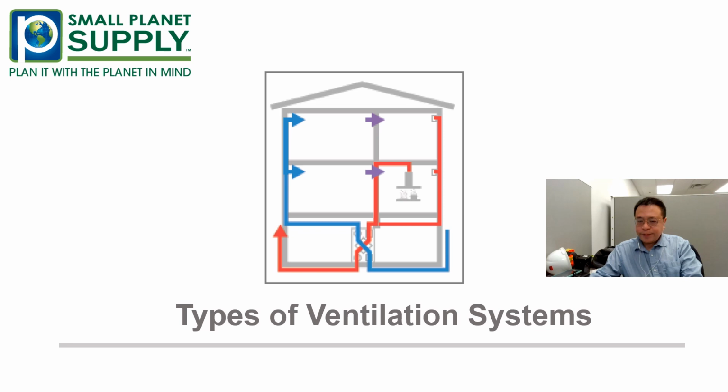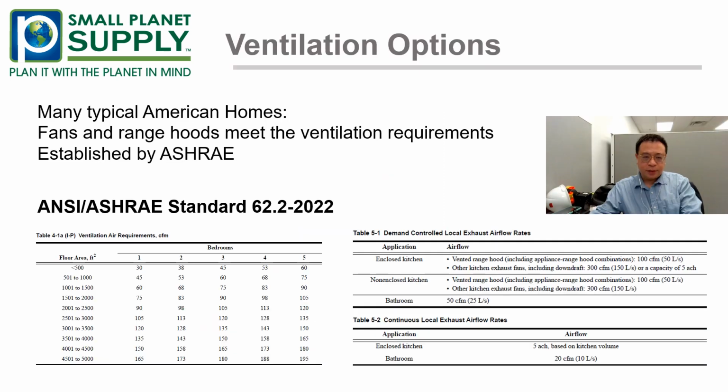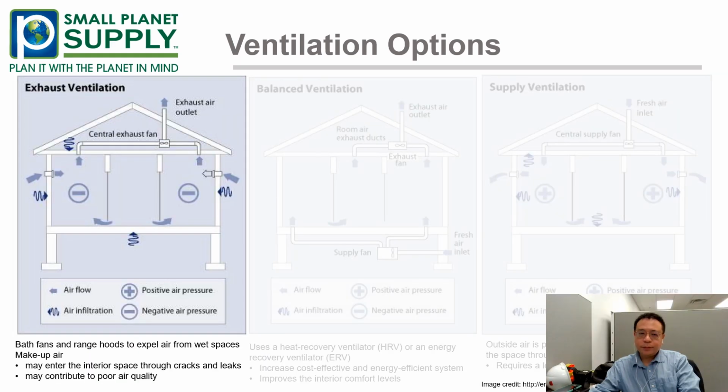So what are the types of ventilation systems? Many typical American homes follow ASHRAE standard 62.2-2022 regarding ventilation. In this standard, it will give you an idea of the required flow rate in some of the rooms and any other requirements. For ventilation, there are three types.